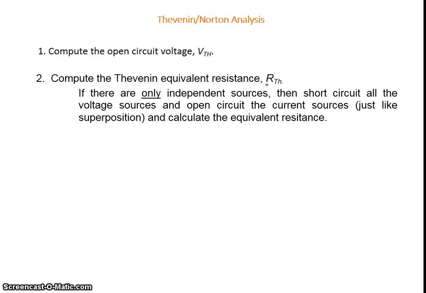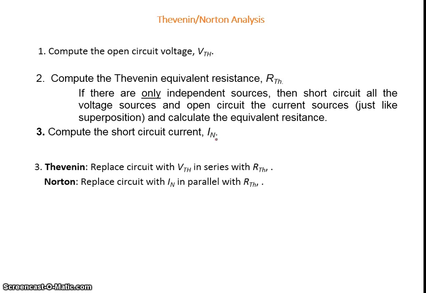Now if we need to calculate or represent the Norton's equivalent circuit, we may have to find out the equivalent current source value also. Once we find out these three pieces of information, the last step is the representation, that is the circuit drawing. Replace the given network with VTH in series with RTH, and in Norton's, replace the given network with IN, that is the current source, in parallel with RTH.